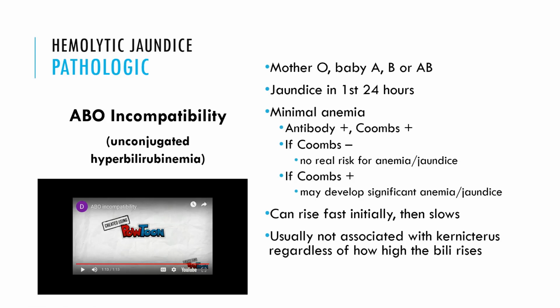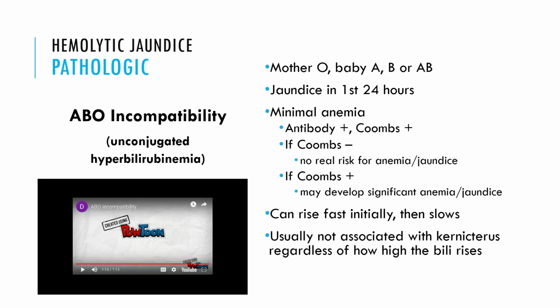So ABO incompatibility, this is just one of our hemolytic jaundice that's pathologic. So, you have a bilirubin level that's high, and it's not just a result of being premature with immature livers or physiologic. It could be pathologic. It really could result in active gross hemolysis and anemia. This one's not quite as bad as the other one we'll talk about, the Rh incompatibility, but it can still cause problems.